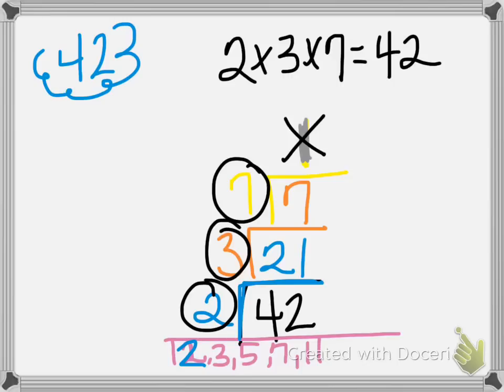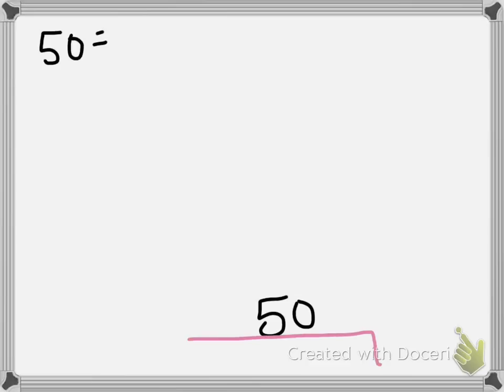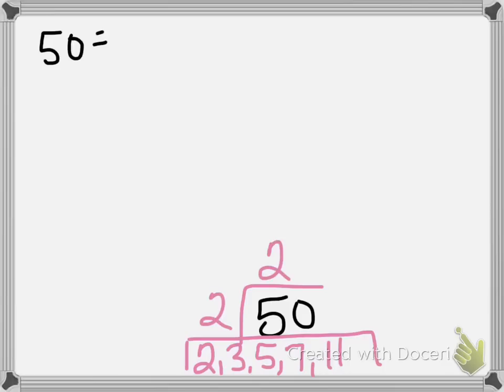Let's try one more. We're going to do 50 this time, because I know we'll have a bunch more numbers with that. Okay, so again, my cake plate is going to have 2, 3, 5, 7, and 11 to start off with. What are we going to divide into our 50 first? Let's do a 2, good even number. 2 can go into 5 2 times, and 2 can go into 10 5 times.